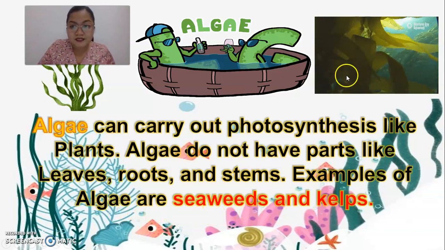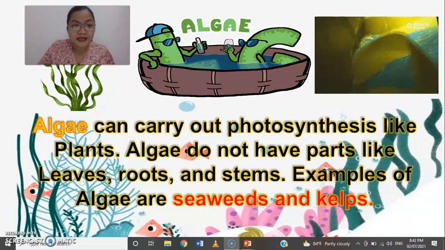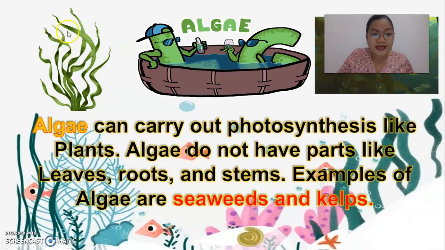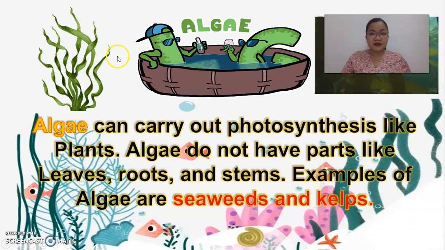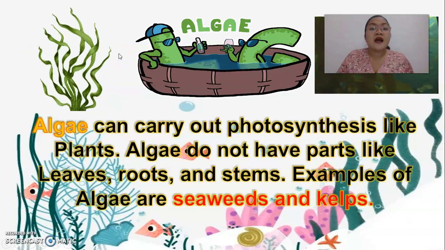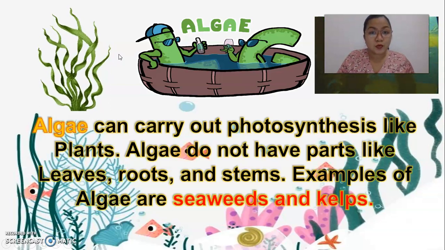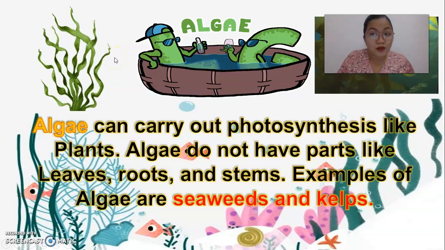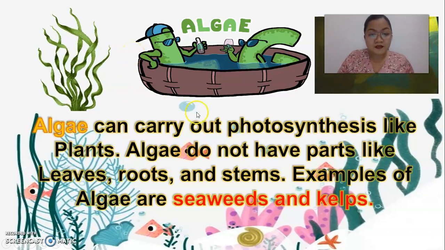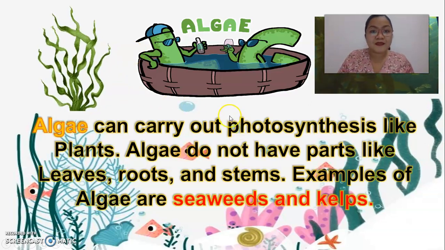Okay, so this is what you call kelps, and this one is what you call seaweed. Okay, so unlike fungi, algae can do photosynthesis. So why? Because they have chlorophyll. Very good. Okay.